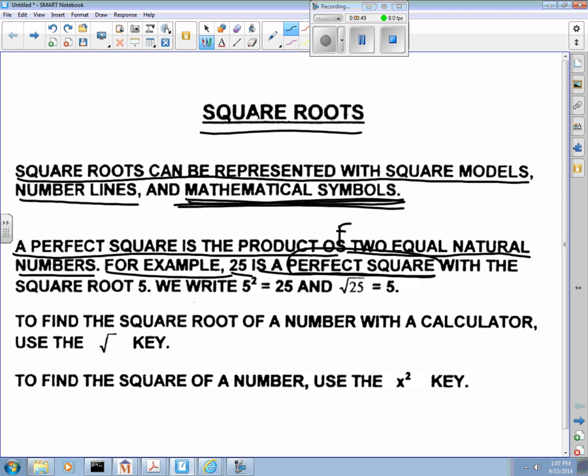We've spent a little bit of time over the last few days talking about what a perfect square is. With the square root, 5. So the square root of 25 is 5. We write 5 squared equals 25, and the square root of 25 equals 5. To find the square root of a number with a calculator, of course, you use the button or the key that has a square root symbol on it. To find the square of a number in your calculator, you use the button that has an x squared on it.